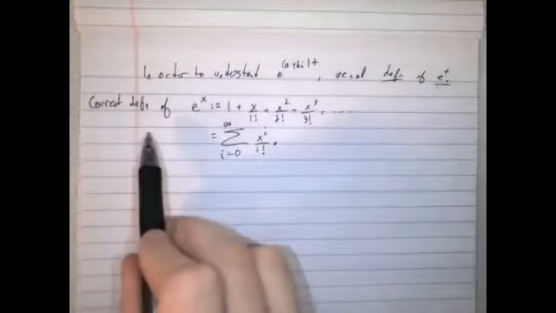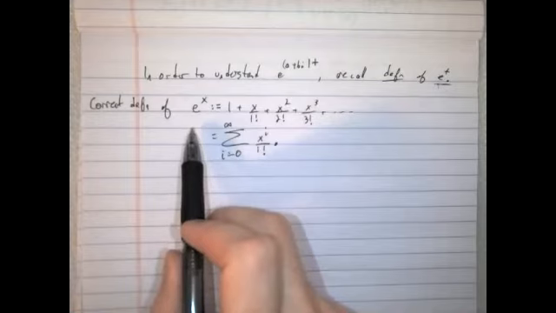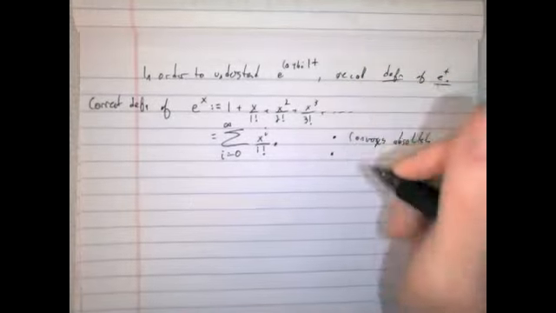Okay, this is what you should kind of ingrain into your head, how we should define the exponential function. Once we define it this way, and once we prove certain things about it, for instance, this converges absolutely, and what is its radius of convergence? I'll just remind you, it has an infinite radius of convergence.